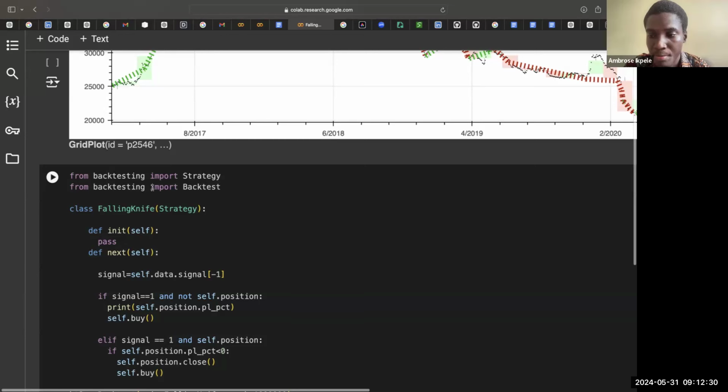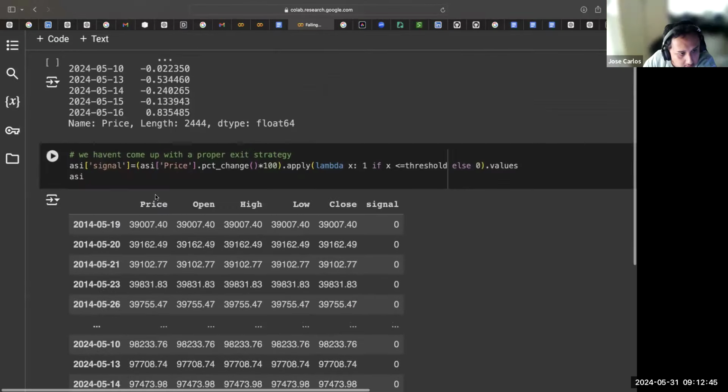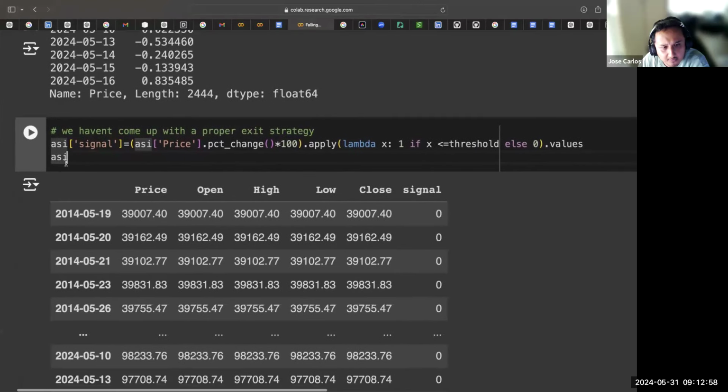Okay. Yeah. So, could you please show me how you create the signal here? So for the signal, this was how the signal was created. If the return is less than 5%, so less than this threshold, then it will be one.